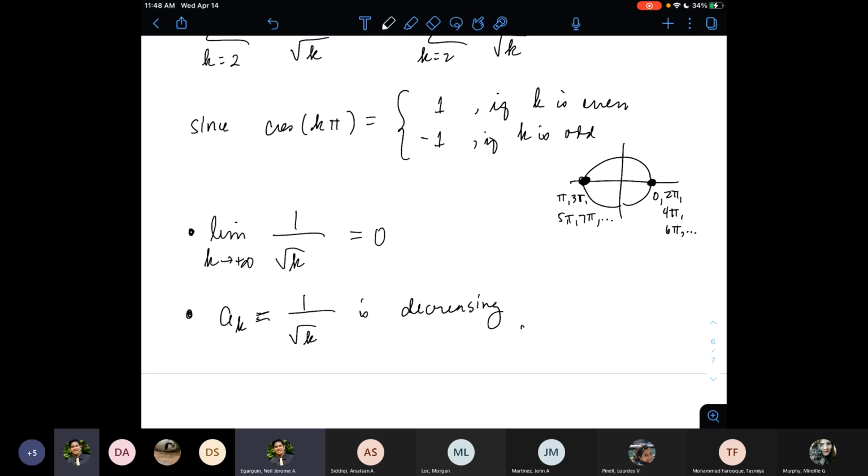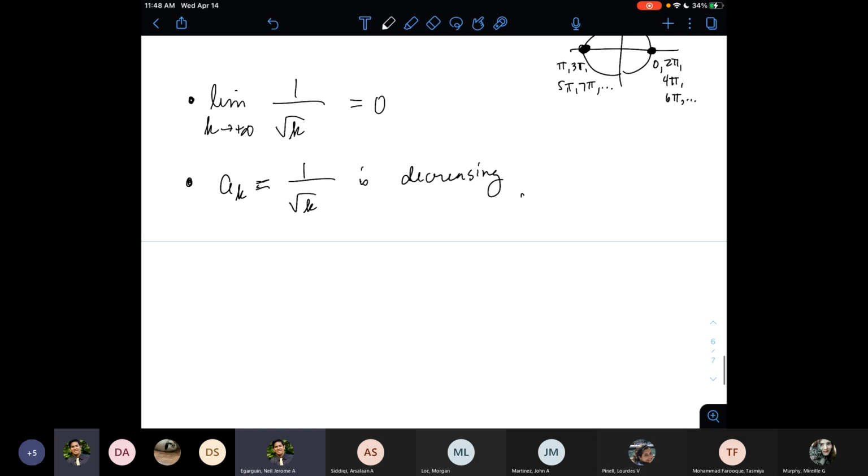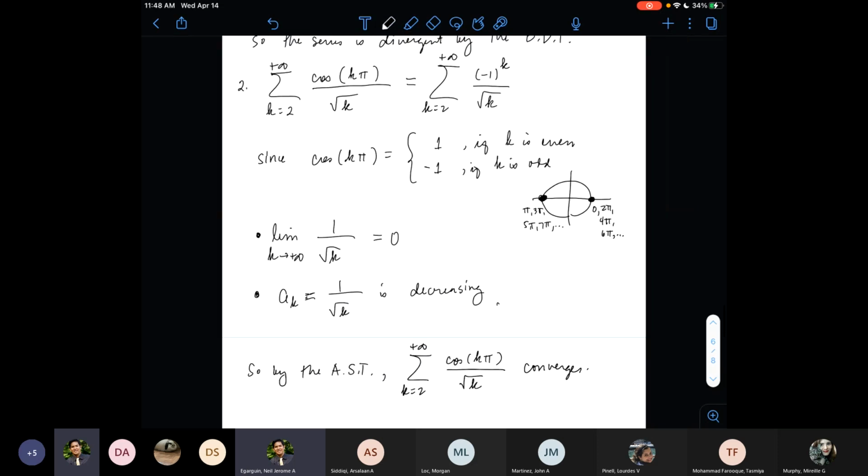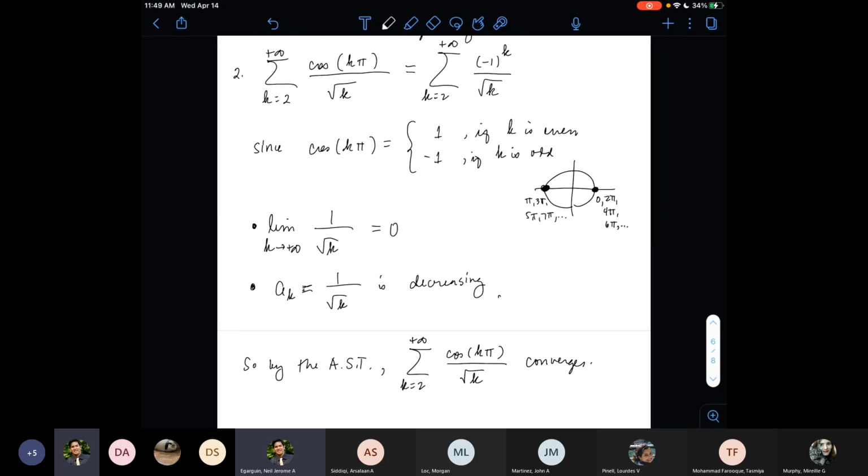So since the two conditions of the AST are met, then we say that, okay, by the AST, or the alternating series test, the series cosine of k pi over root k, k going from 2 to positive infinity, converges. And I guess that's a full solution. That should merit you full points for this problem.